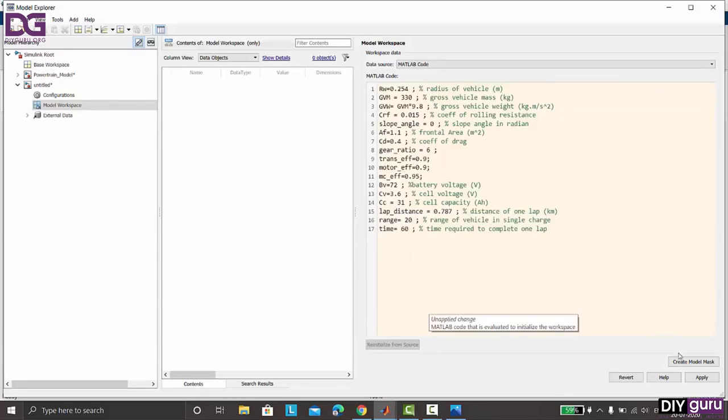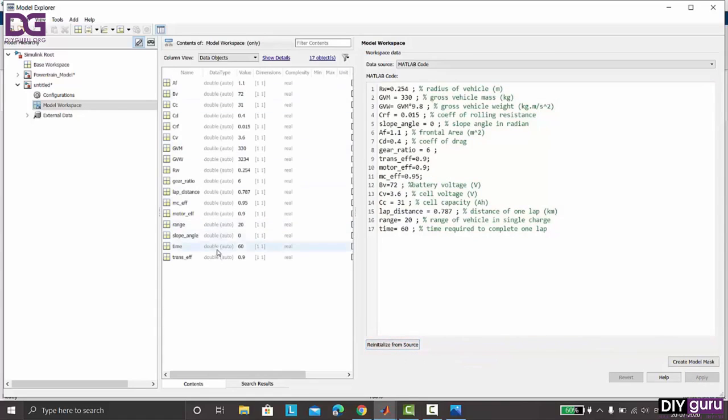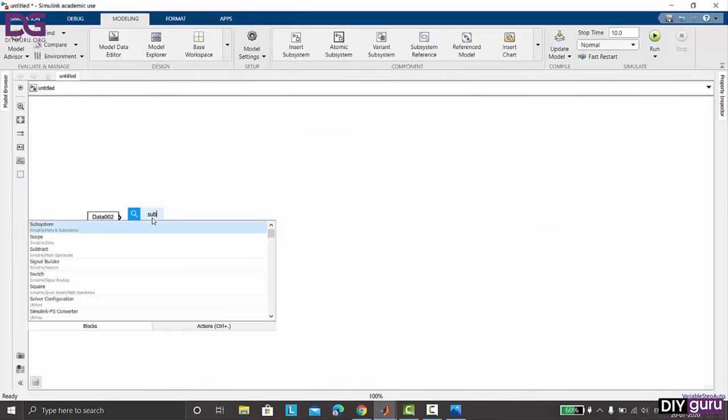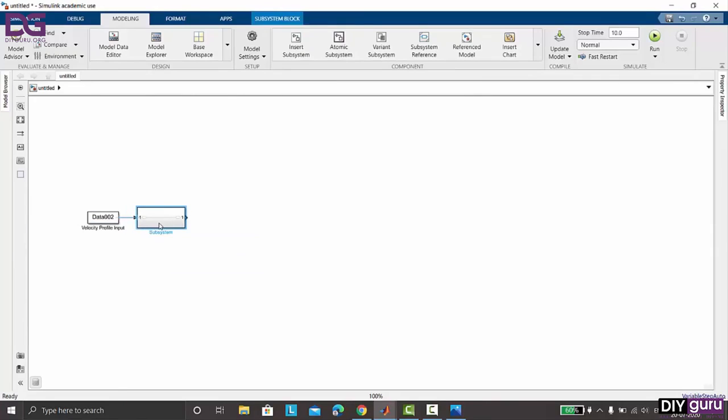After we implement all the vehicle parameters, click on apply and reinitialize from source. So here we can see in our model workspace, we have opened the data, close it for now. We require one subsystem block and name it vehicle model. Double click on it.